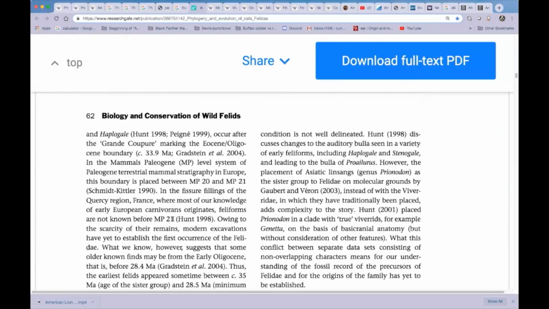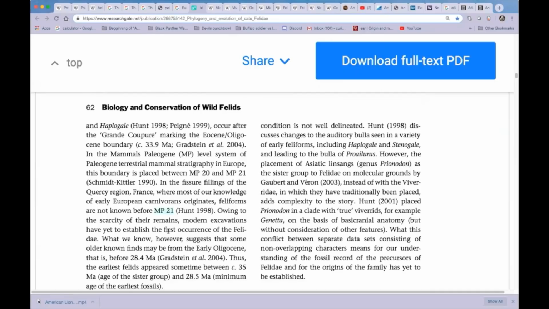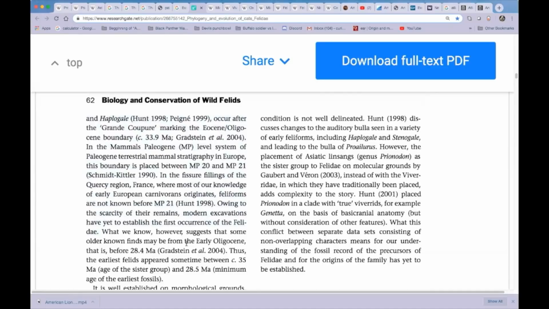All right, so they're not known before that. Owing to the scarcity of their remains, modern excavations have yet to establish the first occurrence of the Felidae. That's a big one right there. I hope you understood that. They haven't been able to establish the origin of the Felidae family, or the cat family.